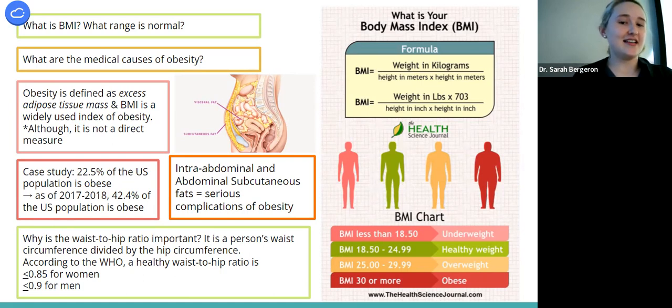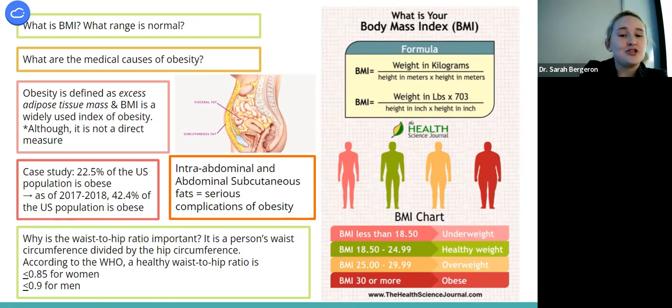Obesity is defined as excess adipose tissue mass, and we have here that BMI is a widely used index of obesity, and like we talked about, though, it's not a direct measure. I have a picture showing visceral fat and subcutaneous fat. This is important because it can really lead to serious complications. We could see that the abdominal subcutaneous fats are going to be right under our dermis, but our intra-abdominal fats are going to be surrounding our organs, and that could be dangerous.